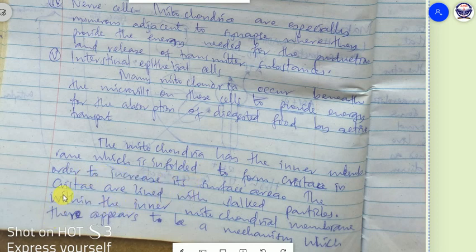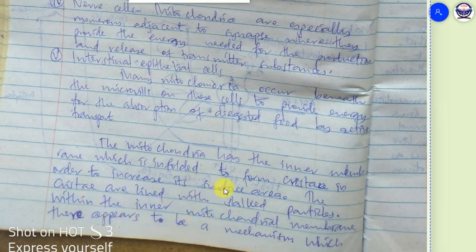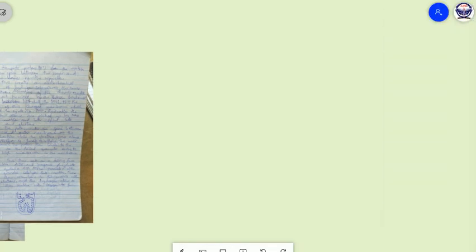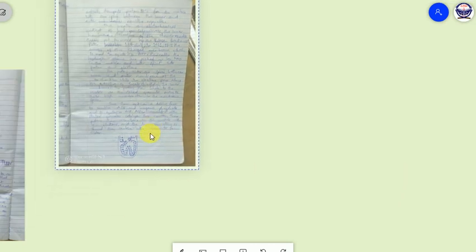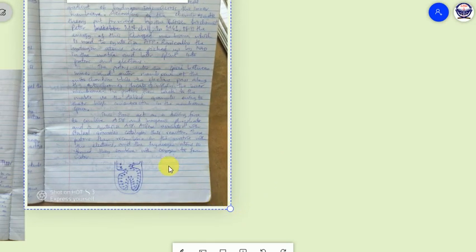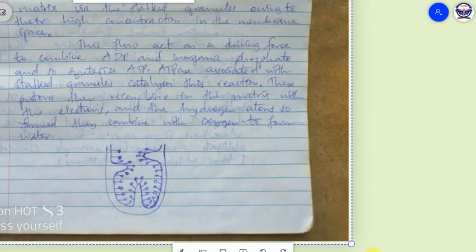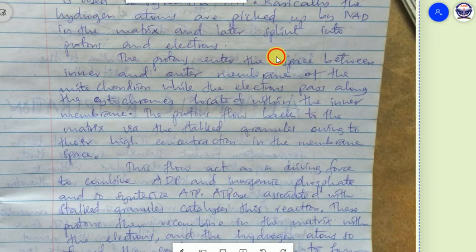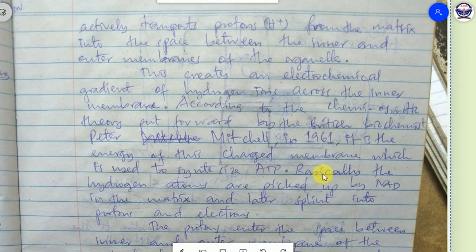So the mitochondria have an inner membrane which is enfolded to form cristae in order to increase its surface area. The cristae are lined with stalked particles. Within the inner mitochondrial membrane, there appears to be a mechanism. Kwa tunachokielezea, kuna mechanism ambayo energy inatengenezwa within the inner mitochondrial membrane, na ndicho kitu ambacho tunataka tukigusie hapo tukifanya discussion.